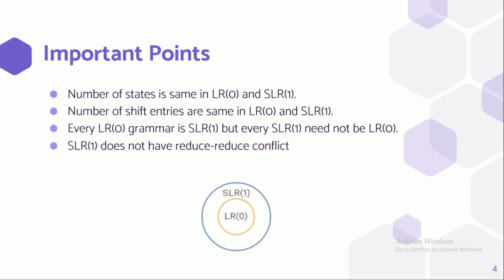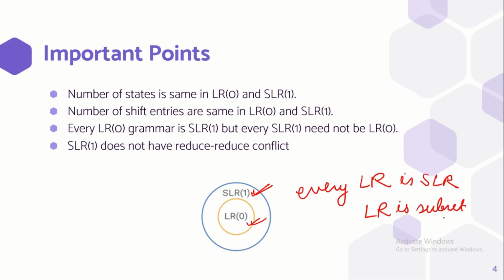This is a Venn diagram that illustrates the power of both the parsers. Here we can see that SLR is more powerful than the LR0 parser, and every LR0 is SLR because LR0 is a subset of SLR.